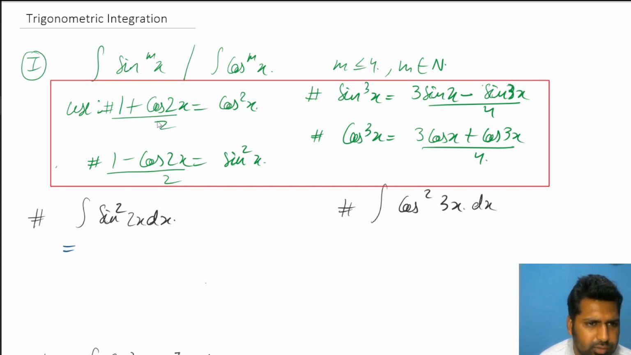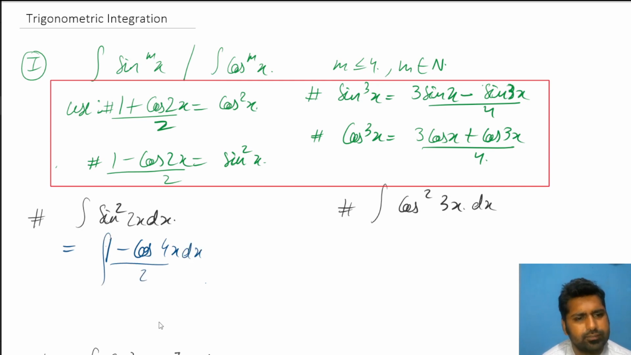So 1 plus cos 2x by 2 is cos square x, and 1 minus cos 2x by 2 is sine square x. The idea is to remove the square, and once the square is removed, I can integrate 1, I can integrate cos. That's the whole idea. Let's see the question. So sine square 2x. Now instead of x you have 2x, so we'll use the same property, 1 minus cos of double angle. What is the double angle? Of 2x, 4x upon 2, integration dx.